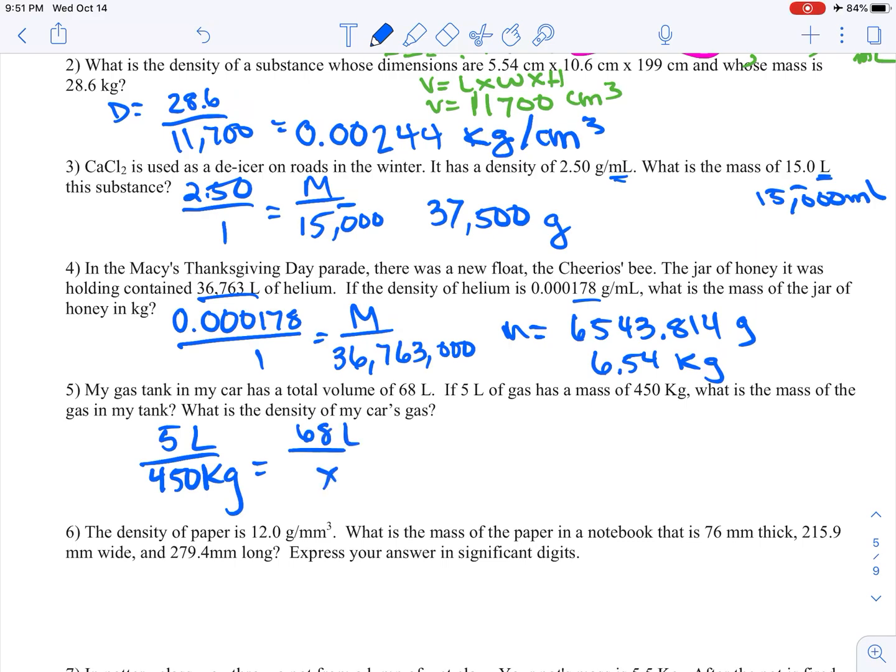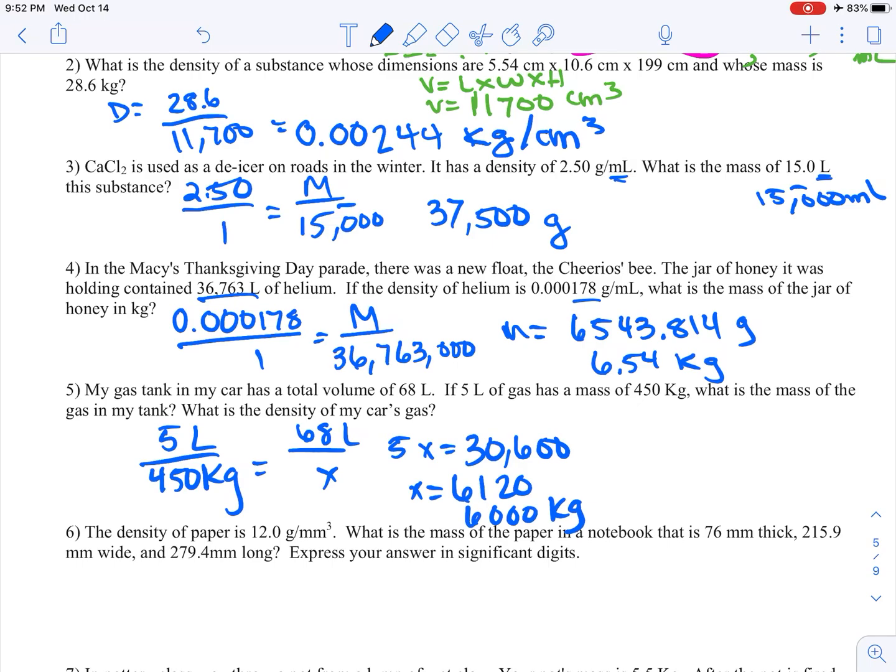So we'll cross multiply, which is 5x equals 450 times 68, which is 30,600, divided by 5. X equals 6,120, which really should be one sig fig, 6,000 kilograms.